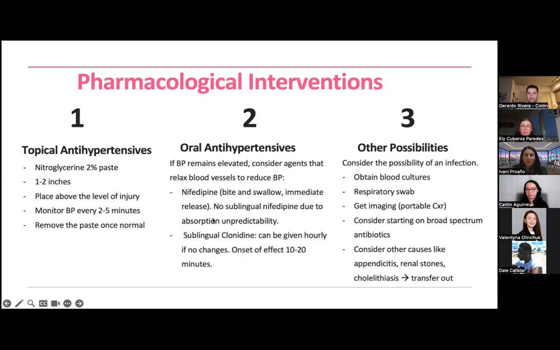And if you place it on the chest, you can easily forget. So one of the go-to areas would be the forehead. You can put 1 inch, and if that's not working, try to put 2 inches. I've put 3 inches and continue to monitor.